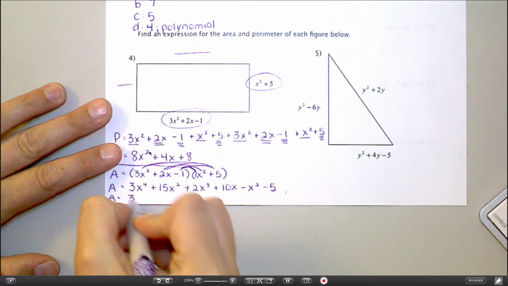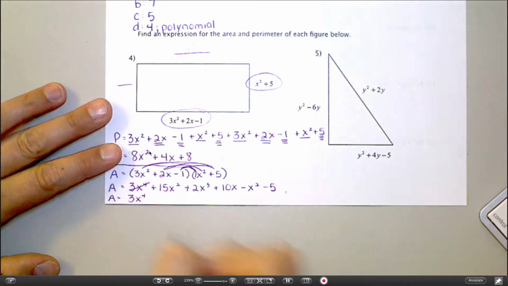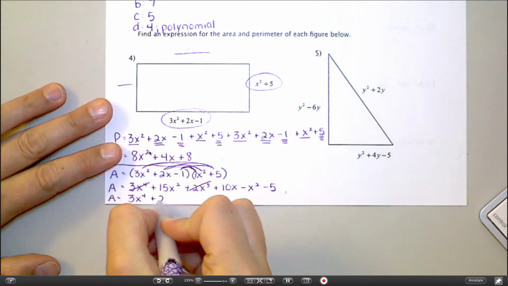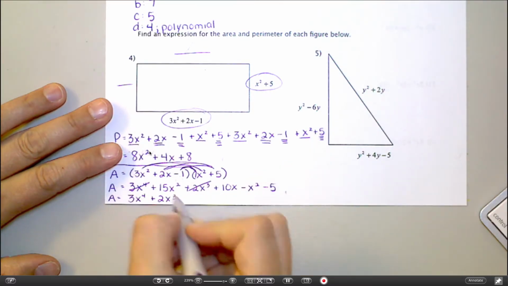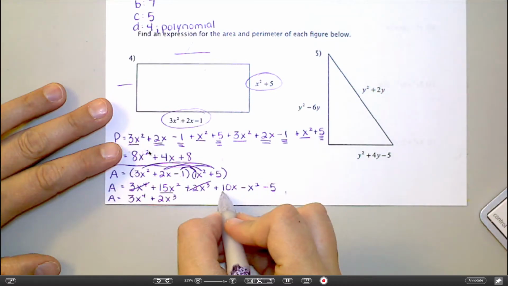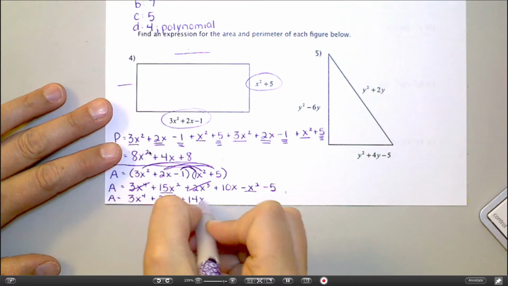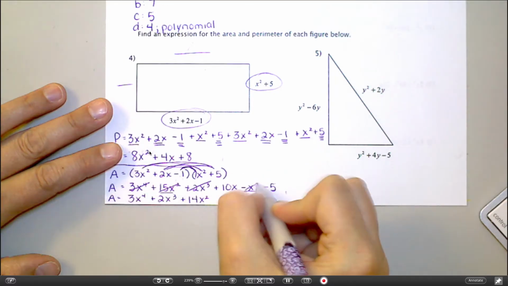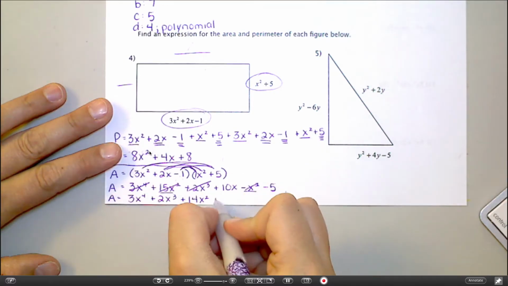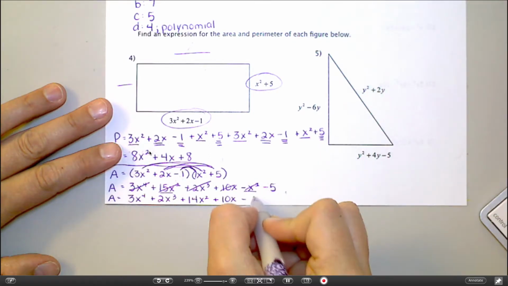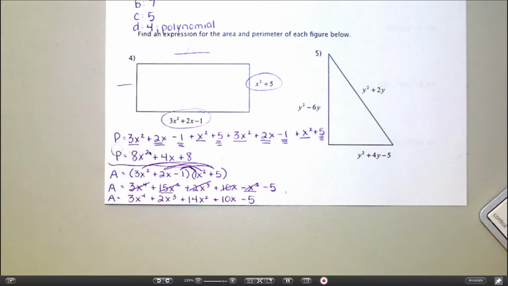So I have a 3x to the 4th. I've got a 2x to the 3rd. I've got 15x squared and minus x squared, so that's going to give me 14x squared. I've got a 10x, and I've got a minus 5. And there's your total area right down there at the bottom.